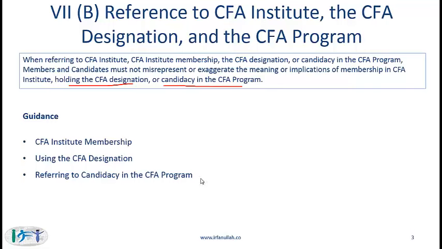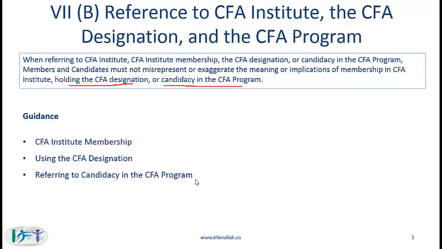Now, the following is not okay. CFA charter holders achieve better performance result. This is not okay because it is claiming that somebody with a CFA charter holder automatically achieves better performance results. This would essentially also be potentially a misrepresentation.